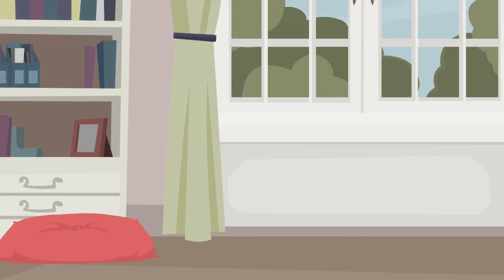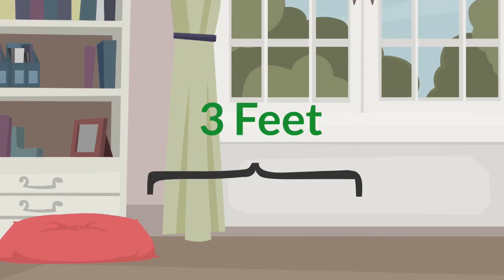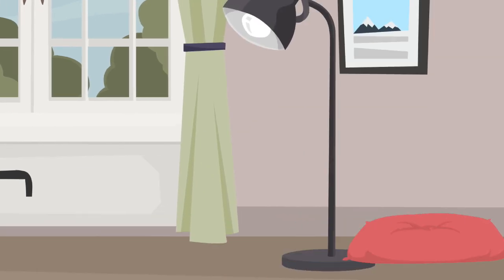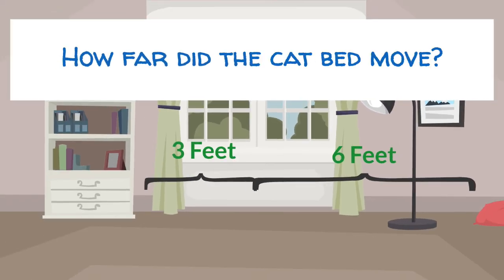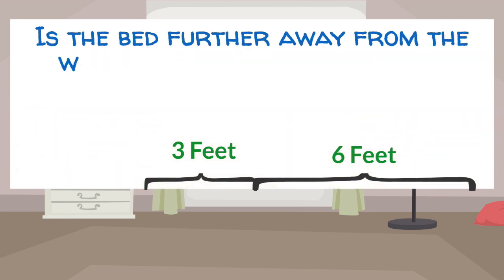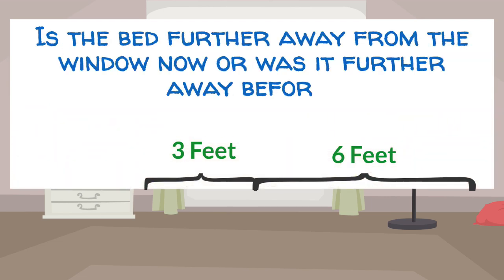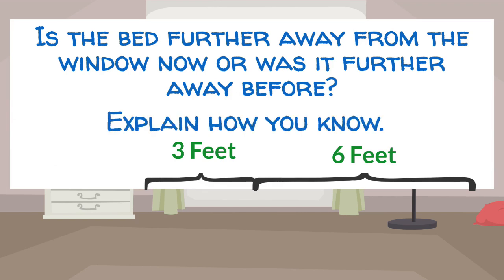A cat bed was originally 3 feet left of a window. I moved it 6 feet to the right of the window. How far did the cat bed move? Is the bed further away from the window now, or was it further away before? Explain how you know.